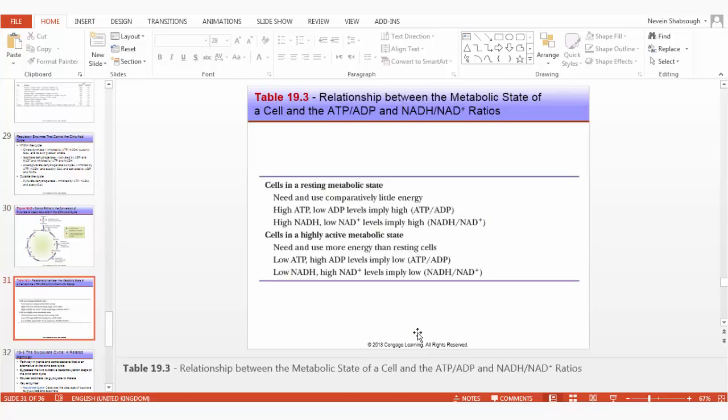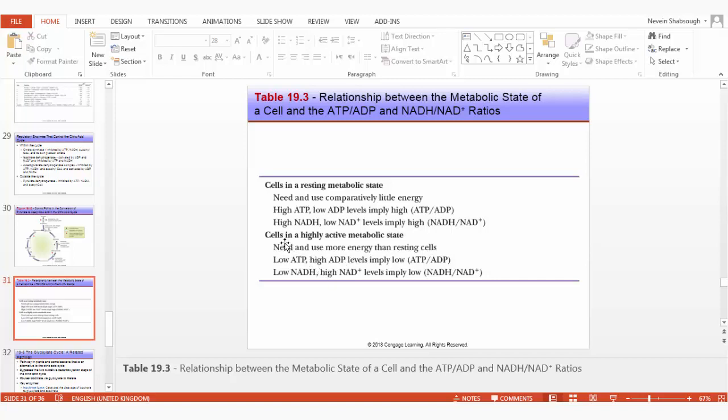Now if we look at this table, which shows the relationship between the metabolic state of a cell and the ATP to ADP and NADH to NAD+ ratios in two states. First, cells in a resting metabolic state. In this case, there is no need to expend ATP, so ATP is high and ADP is low, and there is no need to use NADH, so it is high, and NAD+ is low. So the two ratios are high, and these ratios are called the energy charge. When the energy charge is high, this will shut down oxidative enzymes.